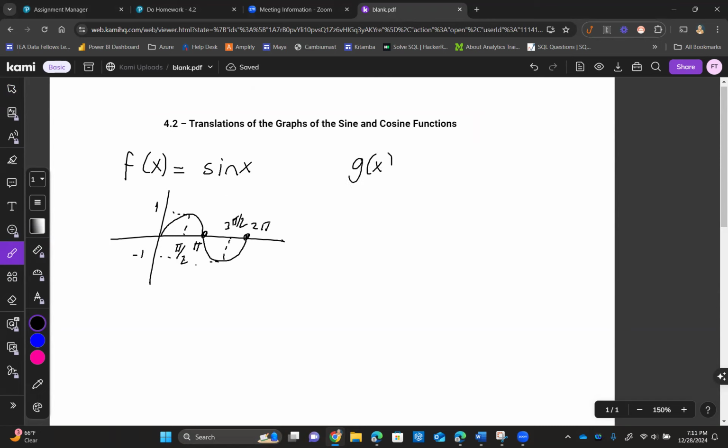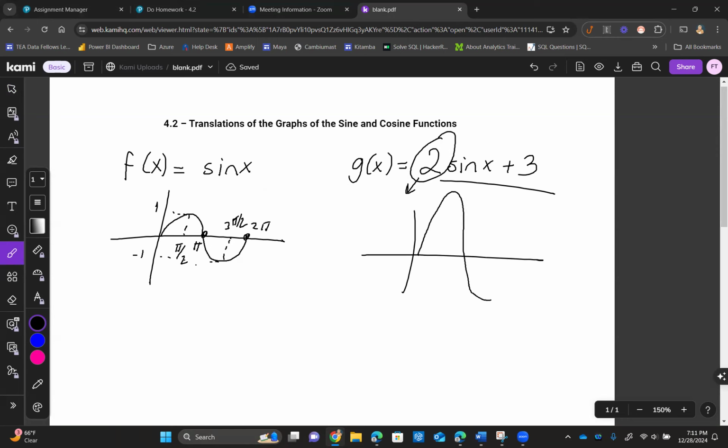When we have a function that looks like 2 sine of x plus 3, this function is an extended form of the parent function. The graph is going to look like this, and we just have to understand the connection. This 2 makes your amplitude 2 times higher, so the graph is going to go 2 times higher than the original one. It's going to reach +2 and -2 here. And then this +3 moves your graph up 3 units. This is the main idea.